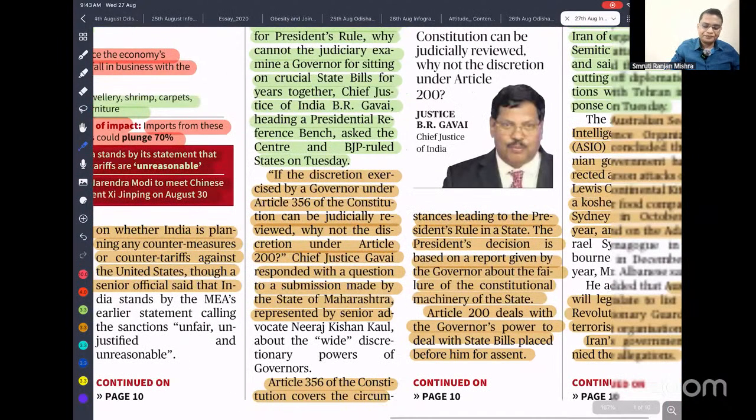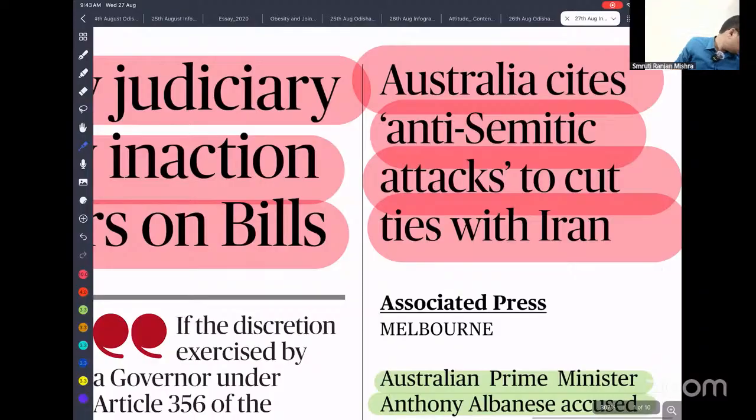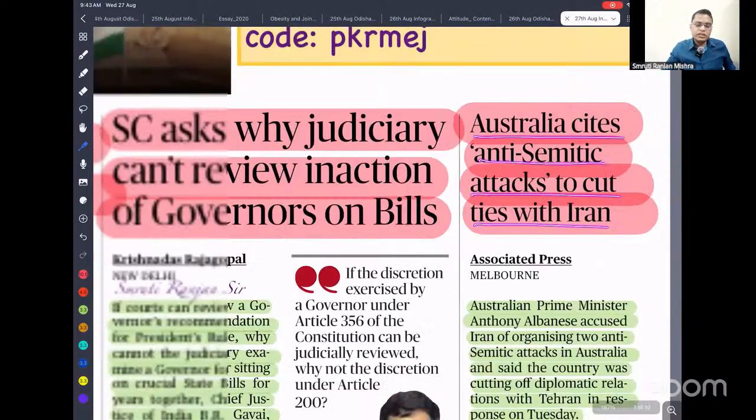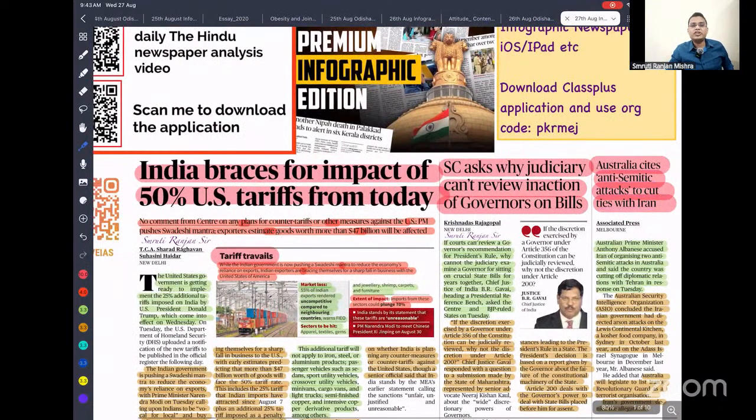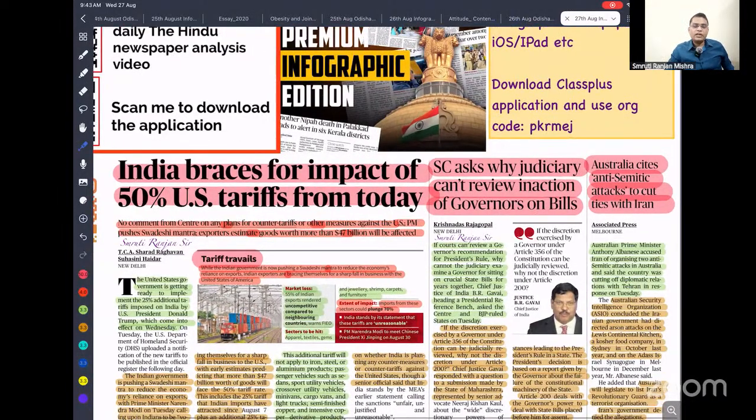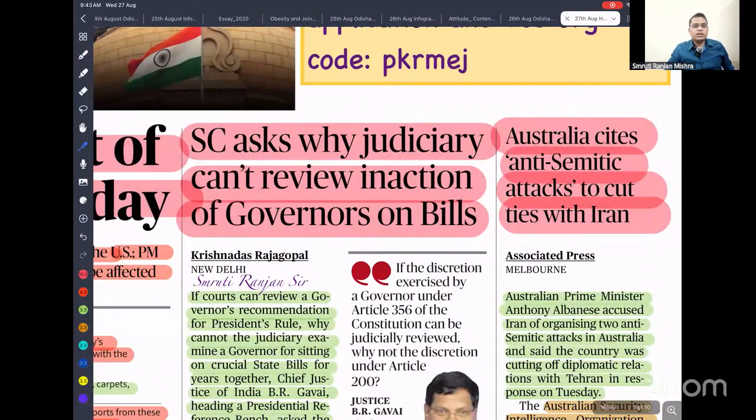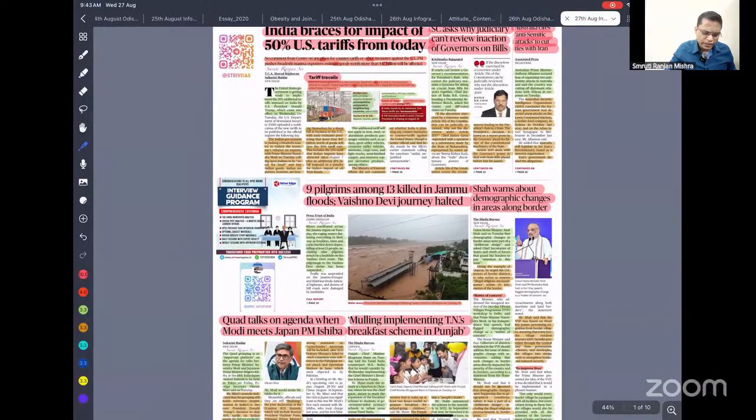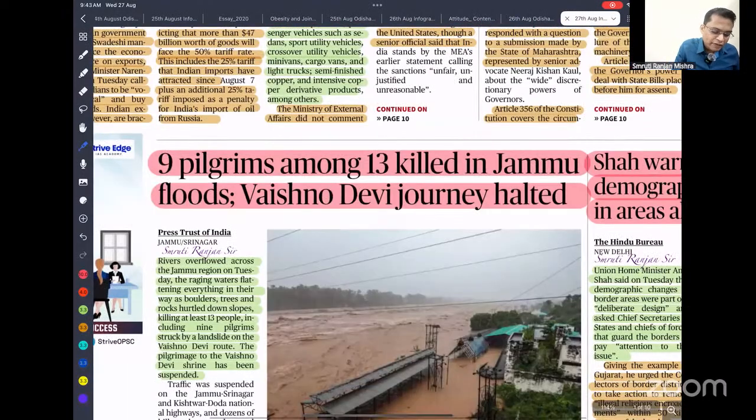चलिए, so next, Australia cites anti-Semitic attacks to cut ties with Iran. Recently, Australia accused Iran of backing anti-Semitic attacks. So that is the reason they are reducing their relationship. No need to go into detail, just ignore. Next, 13 pilgrims killed in the Jammu Kashmir flood.